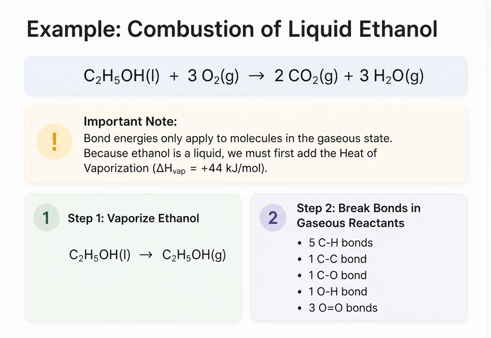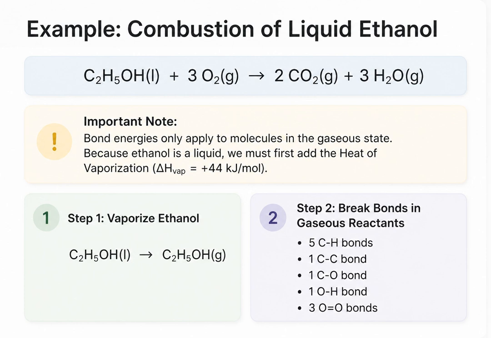Let's try a slightly more complex example, the combustion of liquid ethanol. There is a crucial detail here. Bond energies strictly apply to compounds in the gaseous state. Because our ethanol is a liquid, we cannot just start breaking bonds. We must first supply the heat of vaporization to convert liquid ethanol into gaseous ethanol. For this reaction, that's an additional positive 44 kilojoules per mole. Once it's a gas, we can tally up the bonds to break.